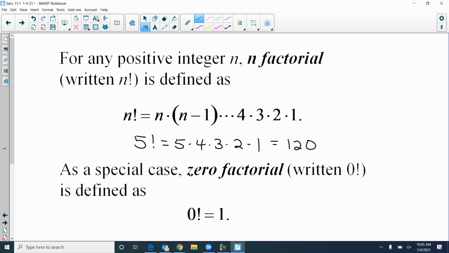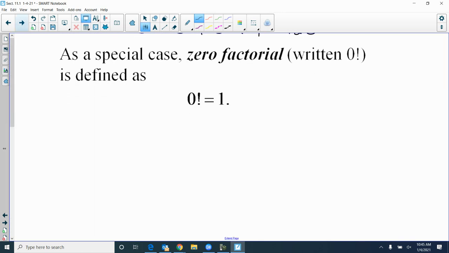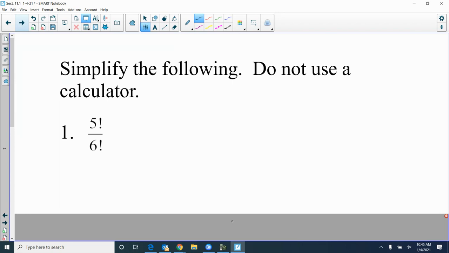All right, let's take a look at a couple cases here. Don't use your calculator because I know you can type it in, it'll just spit out a number that doesn't really help us. Simplify the following. Do not use your calculator. Keep it as a fraction. I do not want any decimals. What is 5 factorial divided by 6 factorial? Well, think about the definition. This is 5 times 4 times 3 times 2 times 1. And this is 6 times 5 times 4 times 3 times 2 times 1. All right, cancel.